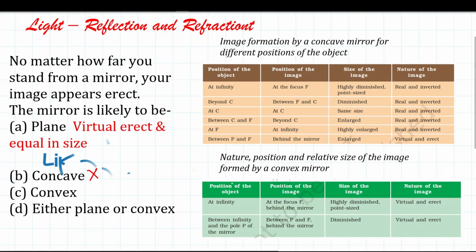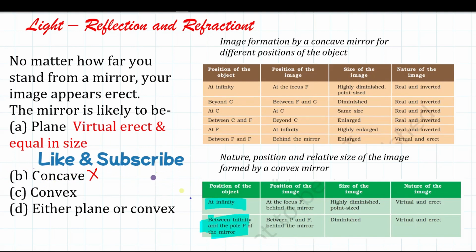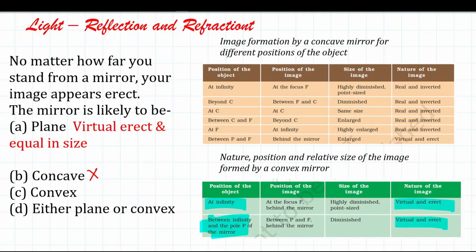Now, if I check the convex mirror, irrespective of the position of the object, the image is always virtual and always erect. So we get to know that plane and convex are both correct. But then we have an option that says either plane or convex, so in that case, we should say the correct option is plane mirror.